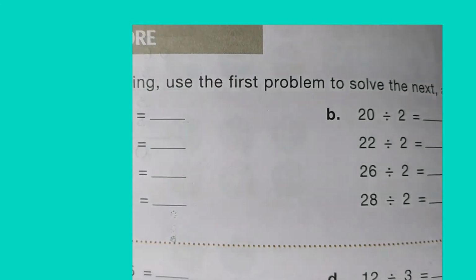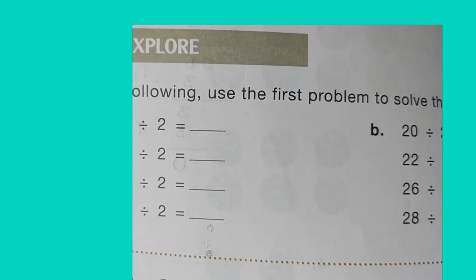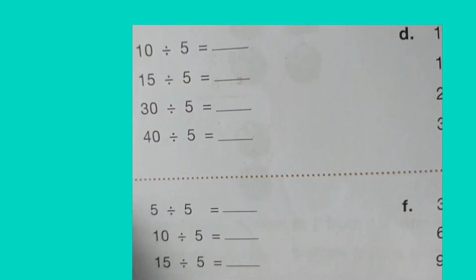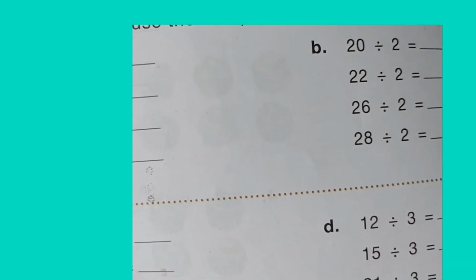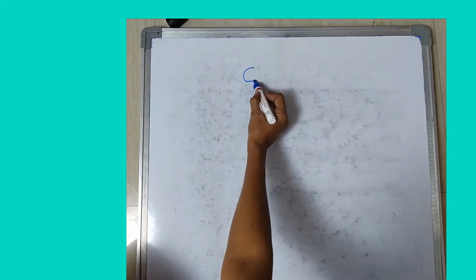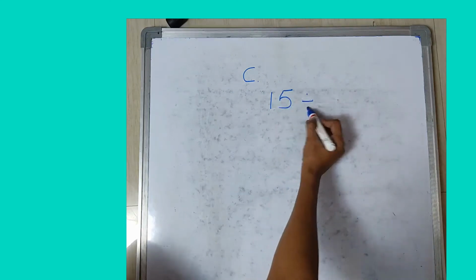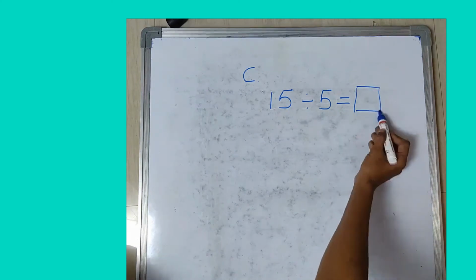Children, open page number 20 of your maths textbook. Here we will solve this question using the easy way, by writing the tables in the notebook. Let's see question number C. 15 divided by 5 is equal to, we have to find out the answer.